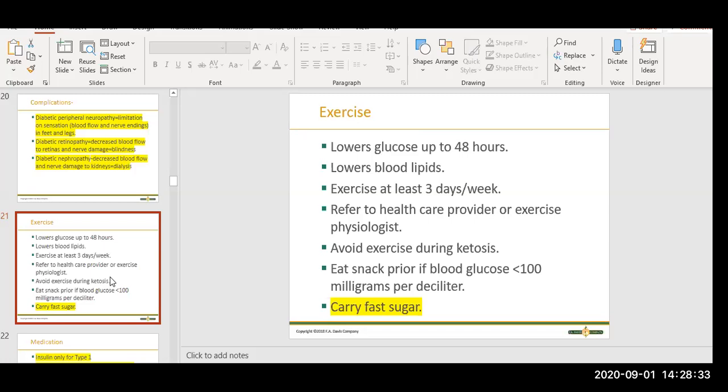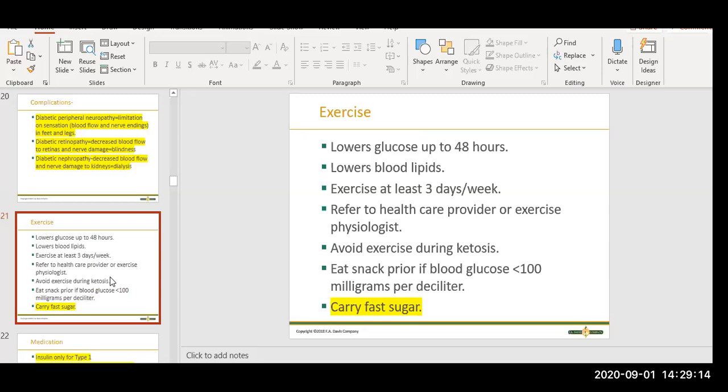And carry fast sugar. What does that mean? If you're a diabetic, you better never leave your house without some type of simple carb in your pocket or your purse. Glucose tablets or something that is a fast sugar, because if your blood sugar should drop, we need to bring it up quickly because hypoglycemia can kill you just as much as hyperglycemia, right? So carry fast sugar, carry something with you, in case your blood sugar drops. And people that are diabetics, they can feel it. They become symptomatic when their blood sugar starts to drop and they know, oh, I got to eat something now, bring that sugar up. So that's what fast sugar is.